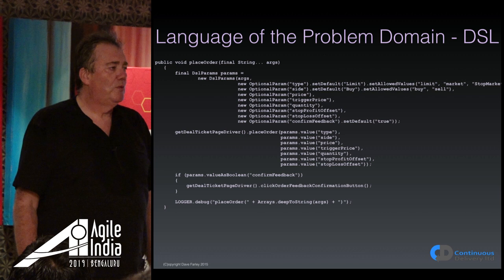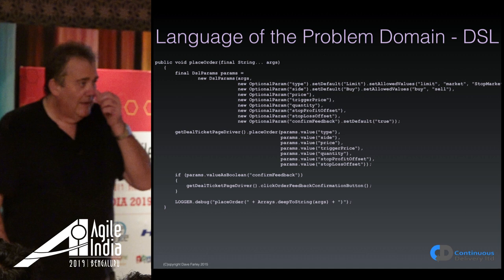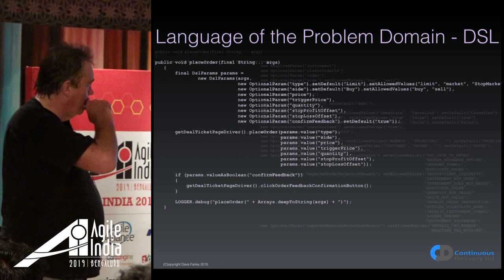Or I can be completely precise. I can specify every parameter of the order if I'm being particular. So again, I can move forward quickly or with precision, whichever I want. This is the equivalent of that for one of the other APIs. This is for the FIX API.